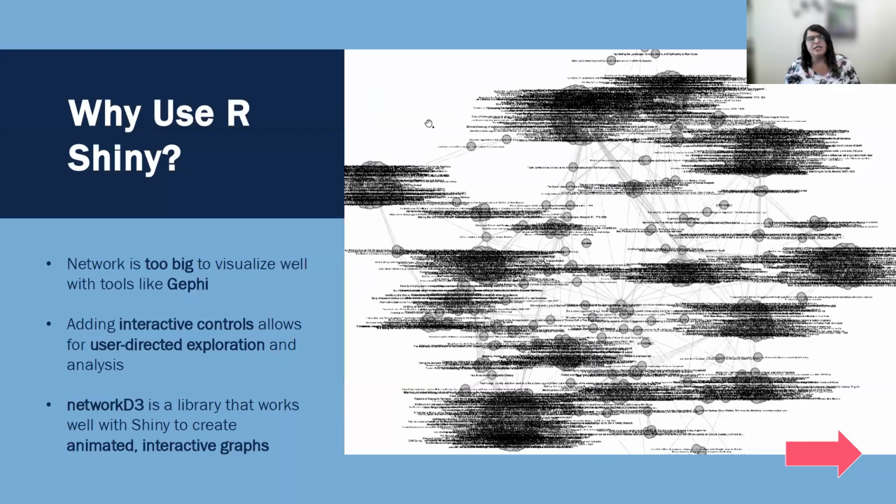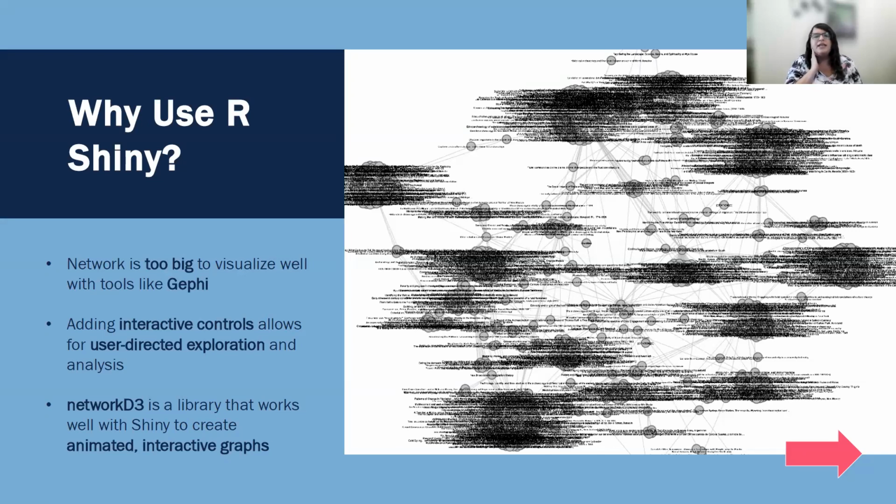Why did we decide to use R Shiny for this? Well, there are a lot of other network visualization tools out there, but this network was really big. This was a very influential paper. And so it was too difficult to visualize this network well in a tool like Gephi, which is going to draw the network for you statically, right? So in Gephi, we have something that looks like this. And as you can see, with the labels on the nodes and everything like that, it's impossible to understand and impossible to interpret.